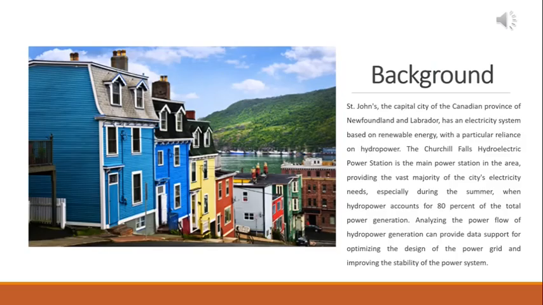Next, I'm planning to begin with a simple introduction of the power system in St. John's. St. John's, the capital city of the Canadian province of Newfoundland and Labrador, has an electricity system based on renewable energy, with a particular reliance on hydropower. The Churchill Falls Hydroelectric Power Station is the main power station in the area, providing the vast majority of the city's electricity needs, especially during the summer, when hydropower accounts for 80% of the total power generation.